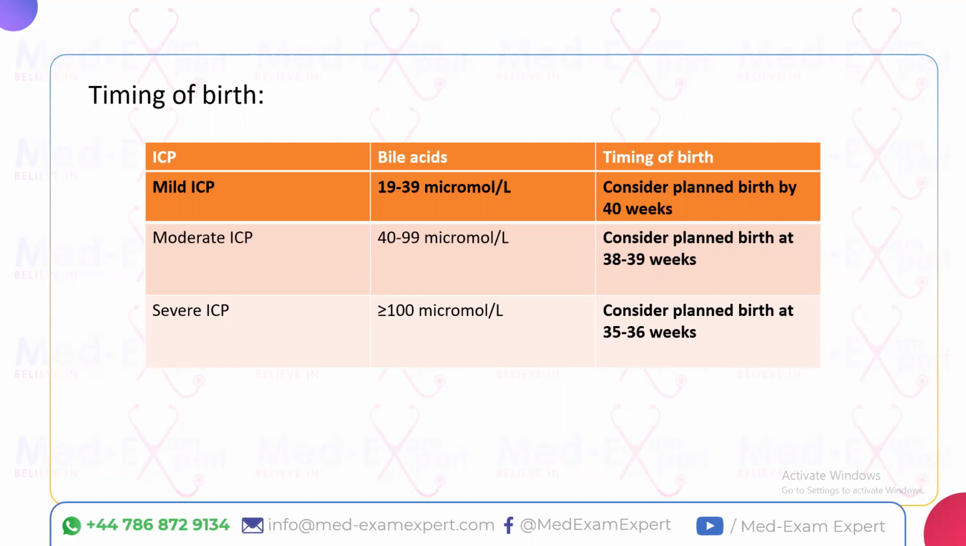For the severe ICP, where bile acids are equal to or more than 100 micromole, we'll consider planned birth at 35 to 36 weeks because the risk of stillbirth is more than the background risk, almost 3 out of 100 women. Okay, so you have to consider induction at 35 to 36 weeks in these patients.